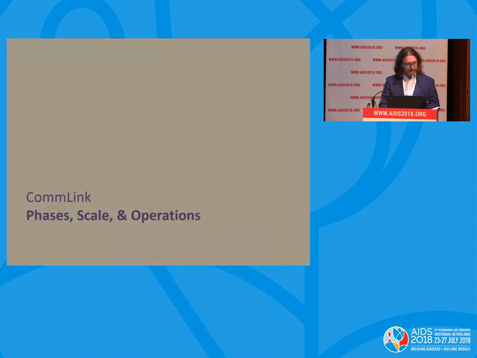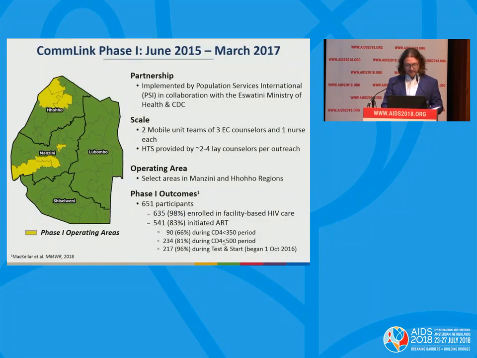Okay, a closer look at the operations of the program. Commlink is implemented by Population Services International in very close collaboration with the Eswatini Ministry of Health and the CDC. Phase 1 of the program ran from June 2015 through March 2017 with 2 mobile unit teams of 3 expert client counselors and 1 nurse each that operated in select areas of the Manzini and Ho-Ho regions. Of 651 participants in Phase 1, 98% enrolled in facility-based HIV care, and 83% were initiated on ART.